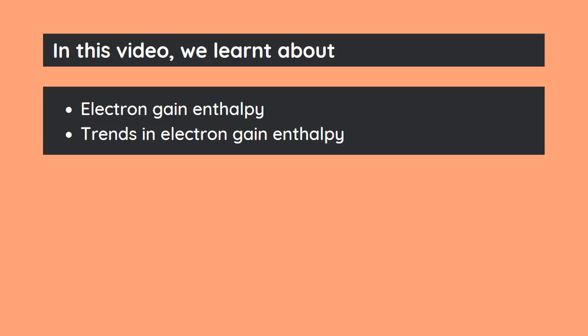Electron gain enthalpy is basically the energy released when an electron is added. The negative sign in front of that value represents the fact that it's easier to add the electron and a lot of energy is getting released in the process. For elements like alkali metals and alkaline earth metals, they have a relatively lower negative value of electron gain enthalpy. As we go across the period, the electron gain enthalpy becomes more negative. As we go down the group, it becomes less negative, and all of this is based on the size of the atom.